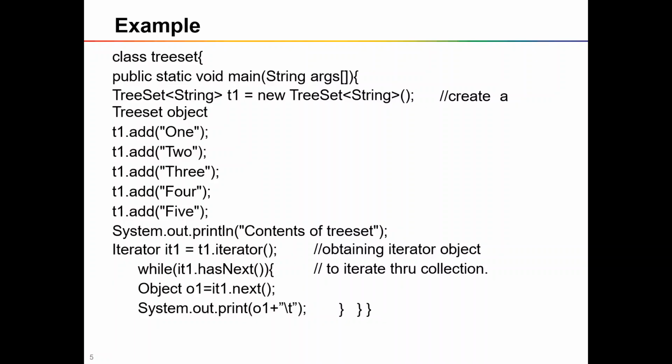Here we are returning the element as an object. So O1 is an object reference. We are storing the element which is returned by the next method, and here we are simply printing the object. So this is how we iterate TreeSet elements, and while iterating, the elements are processed in an ascending sorted way.